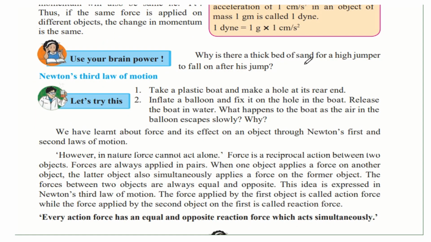Use your brain power. Why is there a thick bed of sand for a high jumper to fall on after his jump? If you would have noticed in the Olympics or other sports competitions, for high jump they keep a very big thick bed so that when the high jumper falls from the height, he does not get hurt.